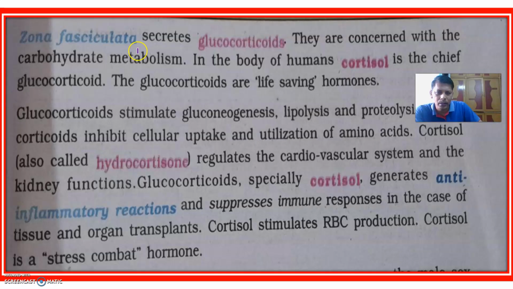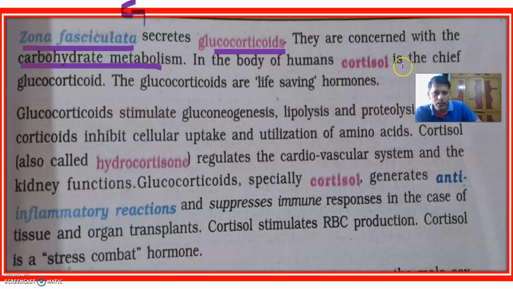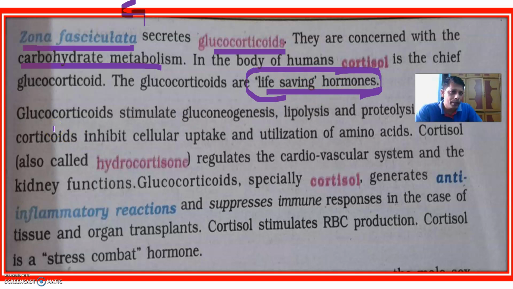This is about some part of the adrenal cortex. Now let us talk about zona fasciculata. We already discussed zona glomerulosa. Zona fasciculata secretes glucocorticoids. They are concerned with carbohydrate metabolism. In the human body, cortisol is the chief glucocorticoid. The glucocorticoids are life-saving hormones. Very important, life-saving hormones.